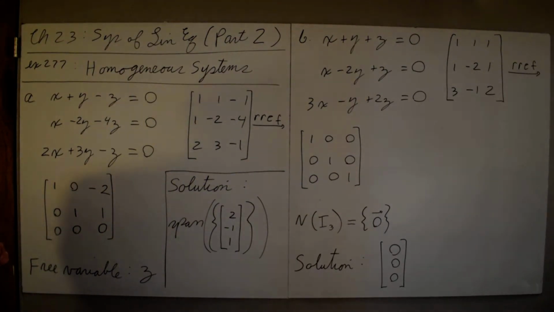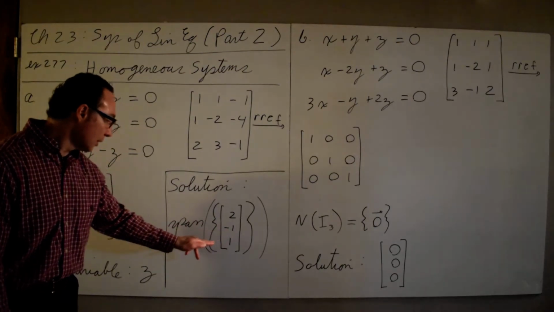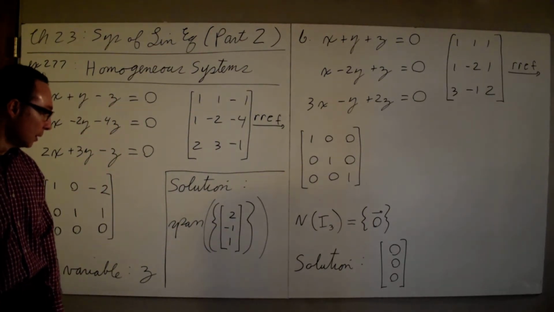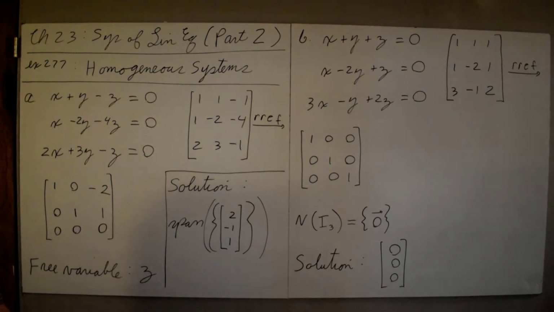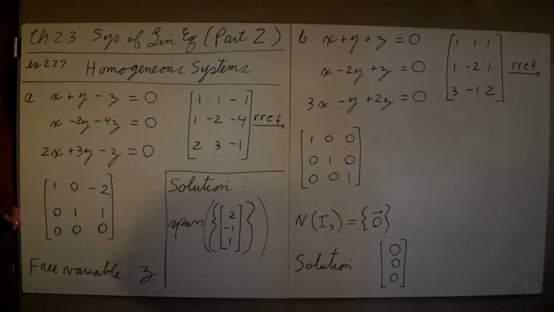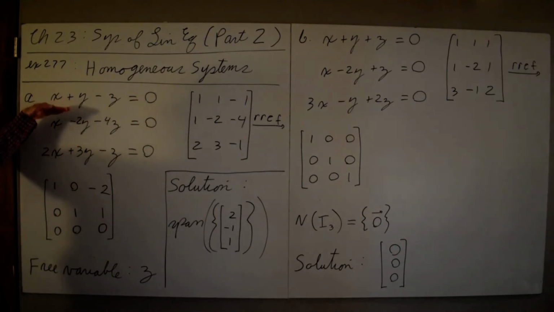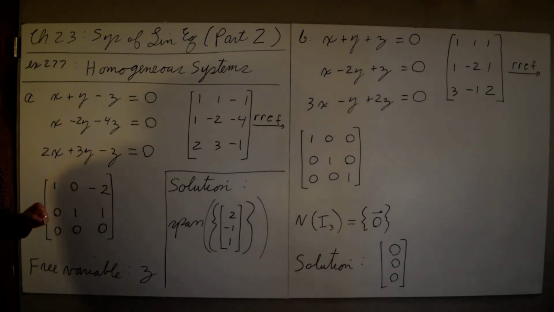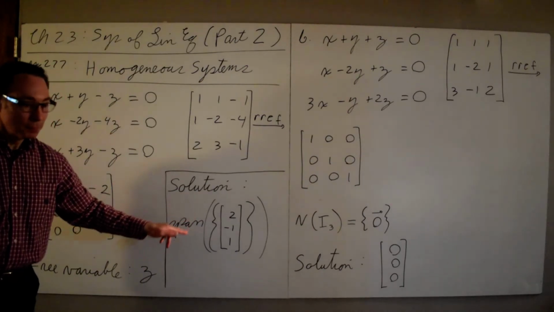Remember, the null space is actually a subspace of R3. And so the span of this vector is the entire null space. Every multiple of this vector represents a solution to this system. So this is a system with infinitely many solutions. I'm going to say this again and again: every system of linear equations has 0, 1, or infinitely many solutions. This one has infinitely many because it's the span of this vector.